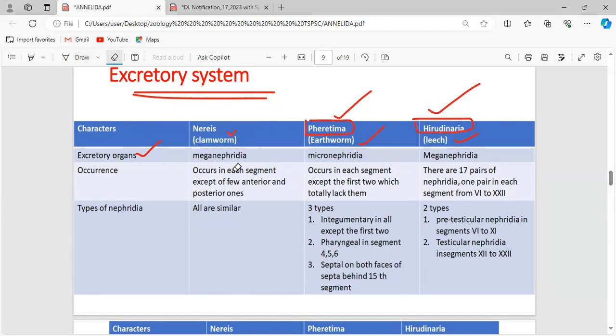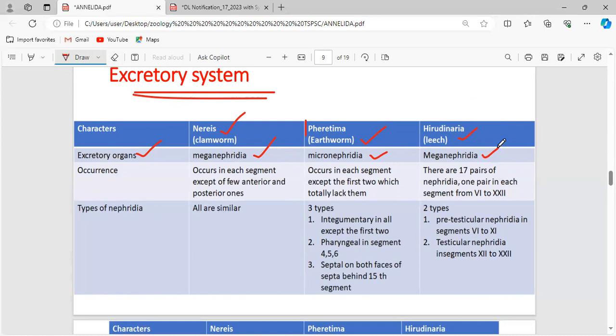Now, what is the excretory organ used by the Nereis, or the clamworm? It is meganephridia, a little bigger in size than the normal nephridium. That is said to be meganephridia. When it comes to Pheretima, it is micronephridia. In Hirudinaria, it is meganephridia.